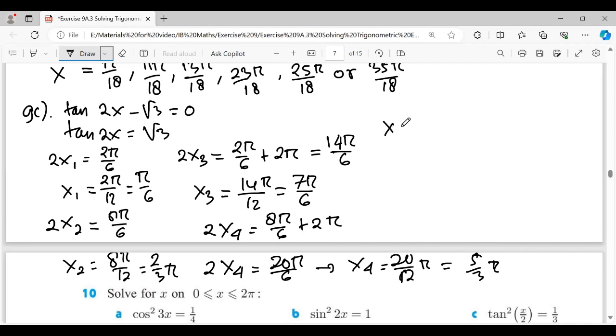So if x5 is over the interval, the conclusion is x equals pi over 6, 2 pi over 3, x3 is 7 pi over 6, or 5 pi over 3. Yeah.